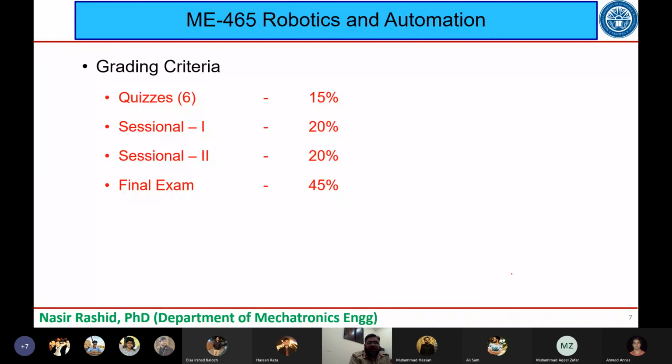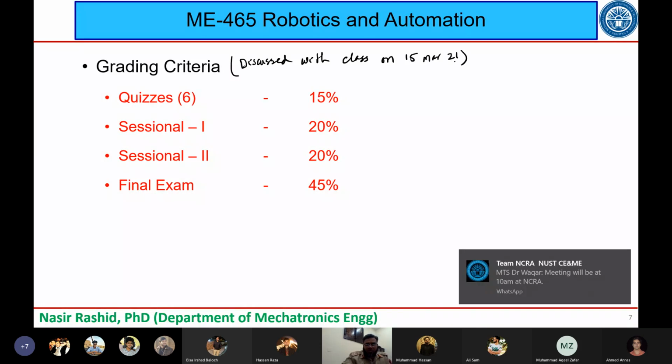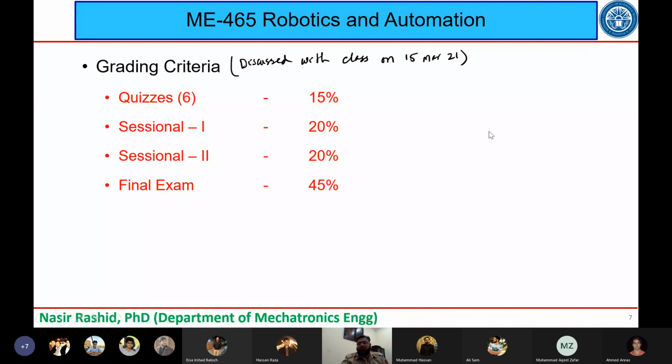All right, this is the grading criteria as of now. Let me just put the date here. In fact, this was discussed with you on 15th March 21. In this grading criteria, this is how I have put it down. We are going to have 6 quizzes, which will carry about 15% of the weightage.